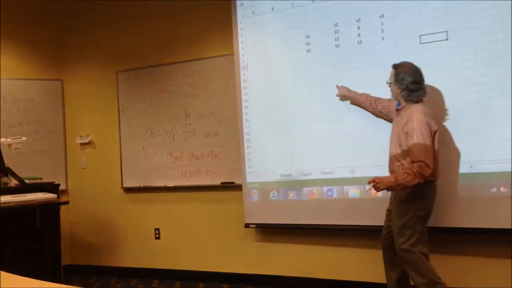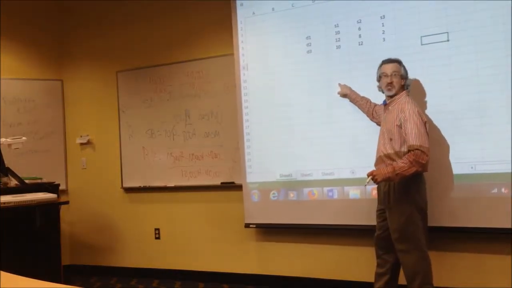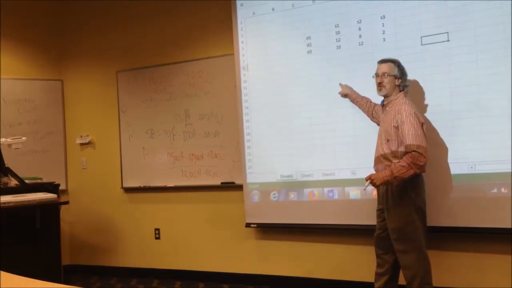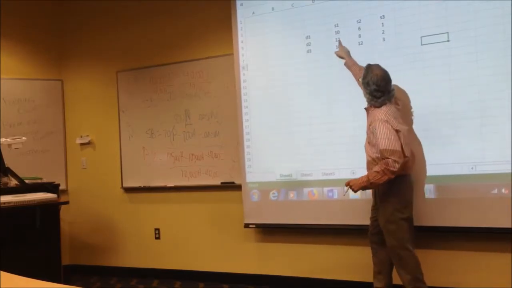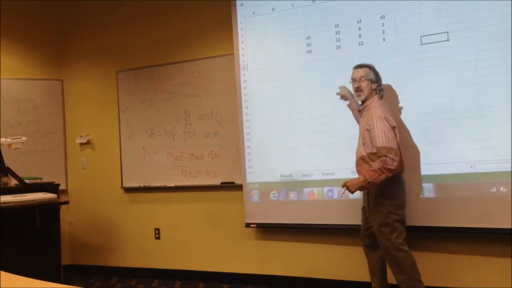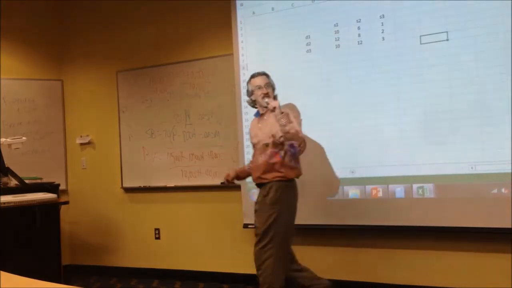So the absolute value of the maximum from that column minus that number would be the top left-hand corner. So what number will appear right here if this is what we just put in? 2. 12 minus, it will look up, find 12, then it subtracts that 10, puts a 2 there. That's what I need you to be able to do.